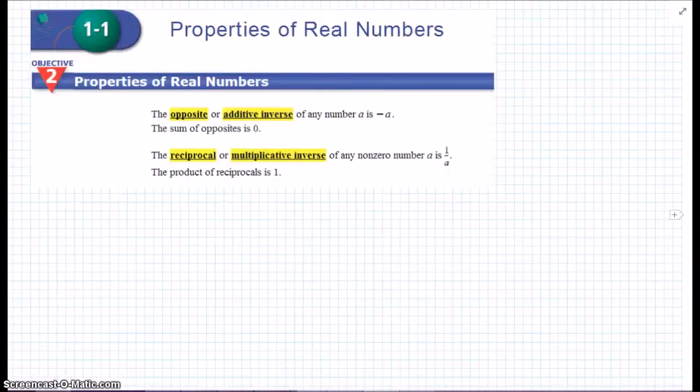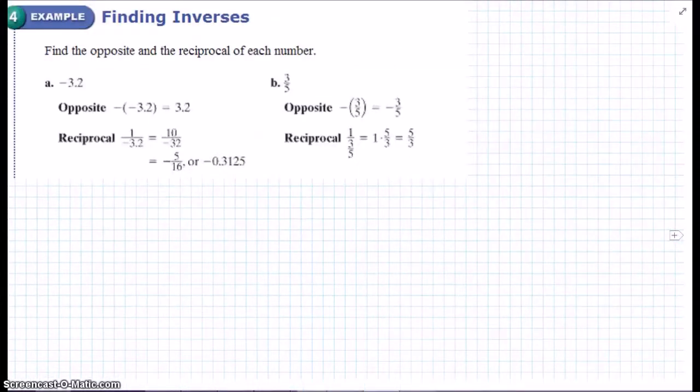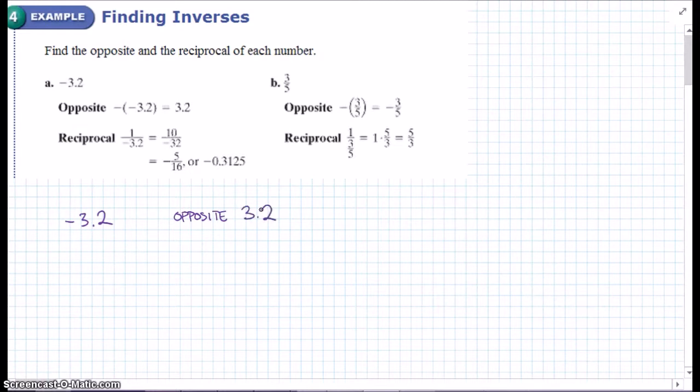Okay, 1.1, objective 2. The opposite or additive inverse of any number A is negative A, and the sum of those would be 0. The reciprocal or the multiplicative inverse of any non-zero number A is 1 over A, and their product is always 1. So finding the inverses, okay? Let's just follow along. If I'm worried about negative 3.2, well, what's the opposite of negative 3.2? 3.2.